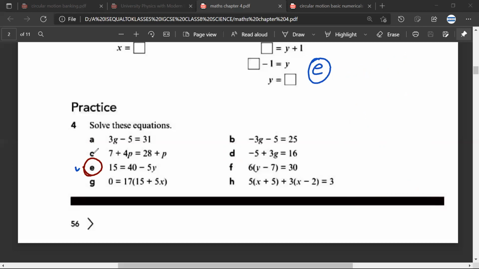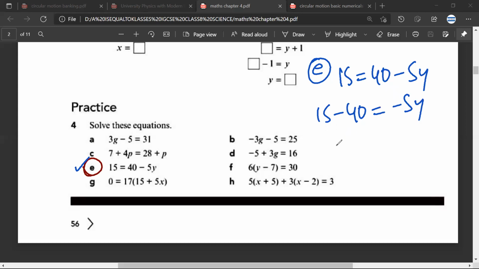Mr. Ariman, how should I do E part? 15 equals 40 minus 5y. 40 minus 15 equals 5y. 25 upon 5 equals y, which equals 5. Mr. Satya, what should I do next? So you have to.